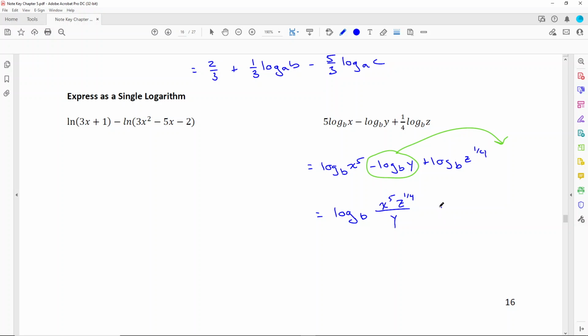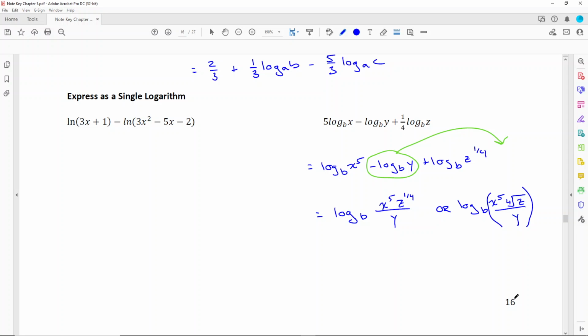Sure. Right? That's great. Or if you really want to, you could write this as log to the base b of x to the 5 times the fourth root of z, all over y. I often do a bracket just because it looks horrible. Doesn't matter, totally an or.